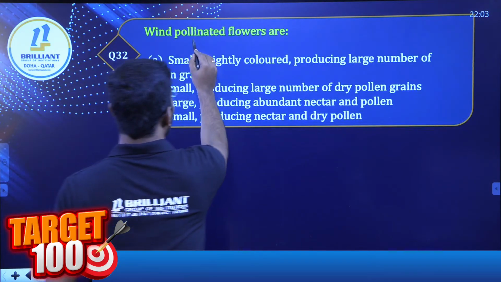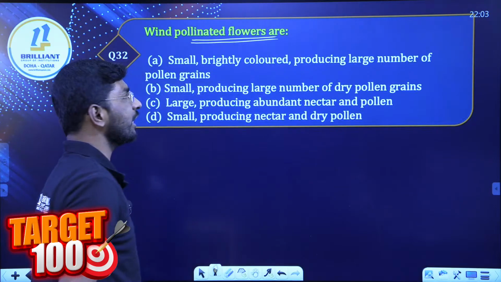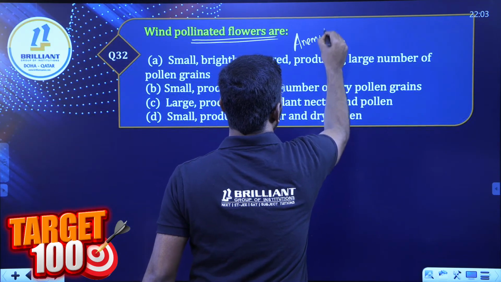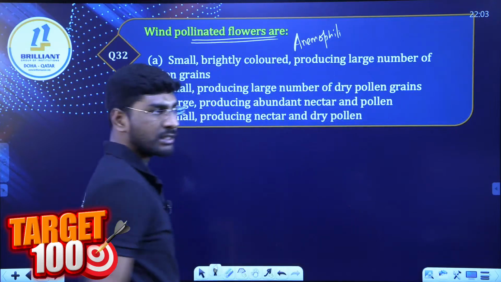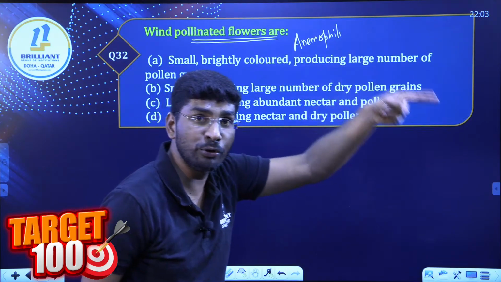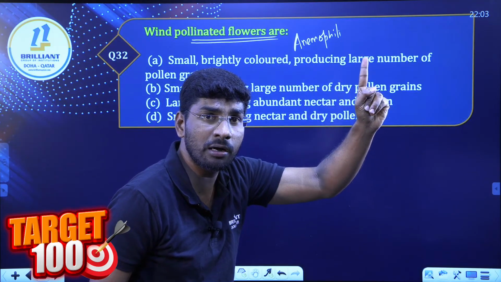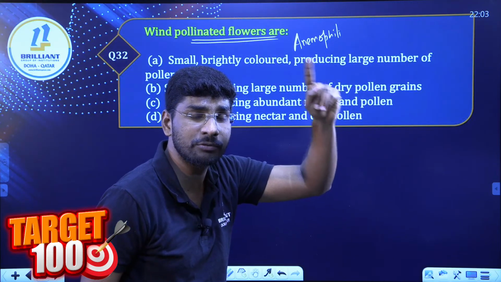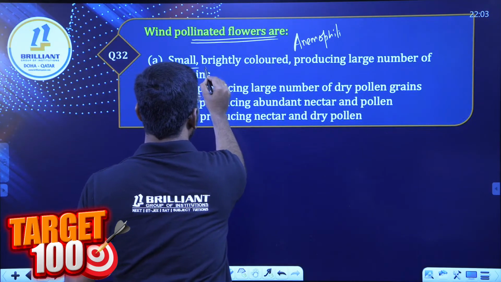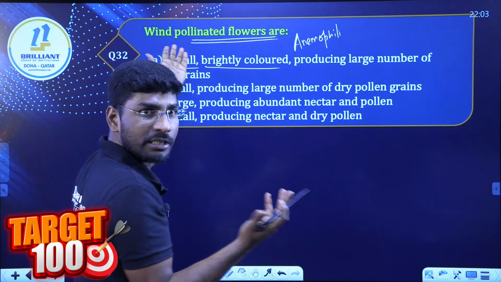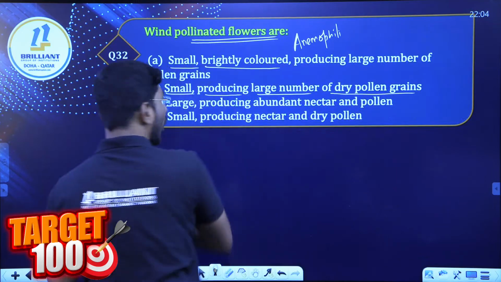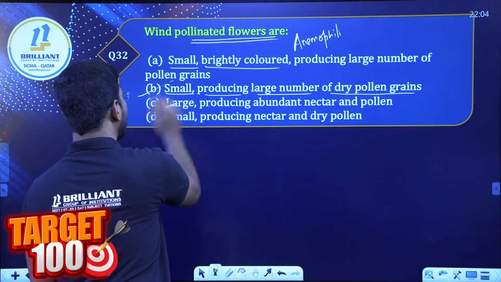Wind pollination flowers are, can you please answer this one? Anemophily flowers are. Last question, anybody? I told you, wind pollinated flowers are small, dry, producing large numbers of pollen grains, nectarless, with feathery stigma. They are not bright colored, leave it. Small flowers producing large numbers of dry pollen grains. How many of you gave B as the answer? Right, very good, absolutely.